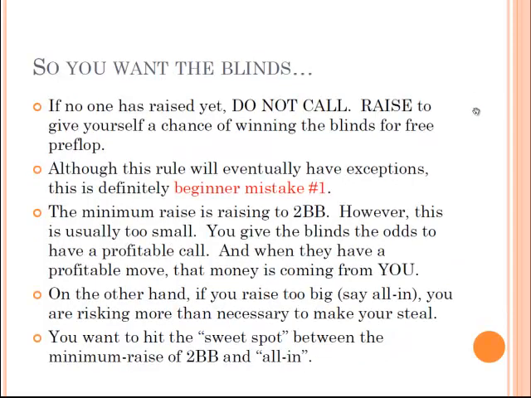Okay, so I've told you you want to get the blinds. And the second thing is, if no one has raised yet, don't just call. This is beginner mistake number one: if no one has entered the pot, so if everyone in front of you has folded or you're the first person to act, don't just call. If you just call, the big blind can just see the flop for free, right? Why would you let him see the flop for free?